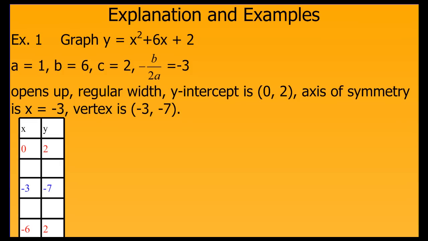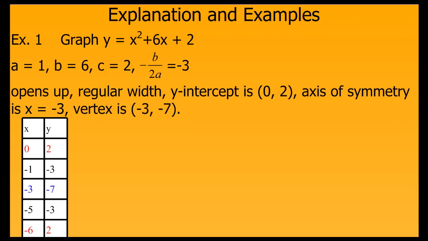Because my parabola is symmetric about the vertex, I can immediately put another point on the opposite side of the line of symmetry from (0, 2). Because (0, 2) is 3 units away from my vertex at (negative 3, negative 7), I can immediately go 3 units the other way to x equals negative 6, and know I have a point that's (negative 6, 2).